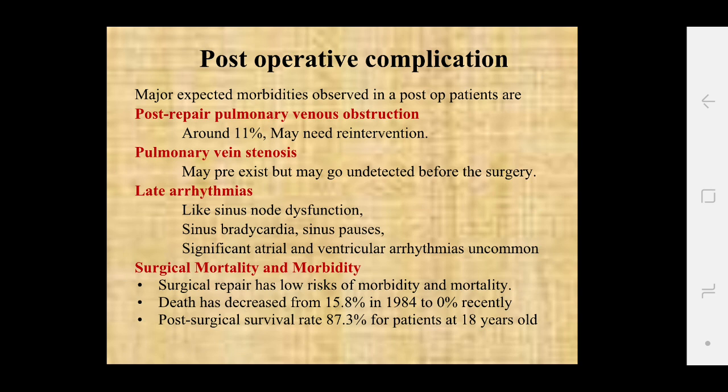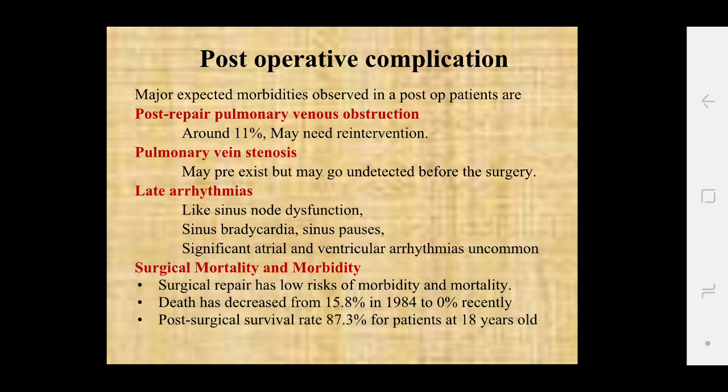The only way to treat this kind of anomaly is surgery, and surgery usually gives a good result. Nowadays surgery has a low risk of morbidity and mortality, which decreased from 15.8% in 1984 down to 0% recently, and the survival rate is very high. But sometimes complications happen, like post-repair pulmonary venous stenosis, and the patient necessitates another surgery for patch augmentation of the pulmonary veins.